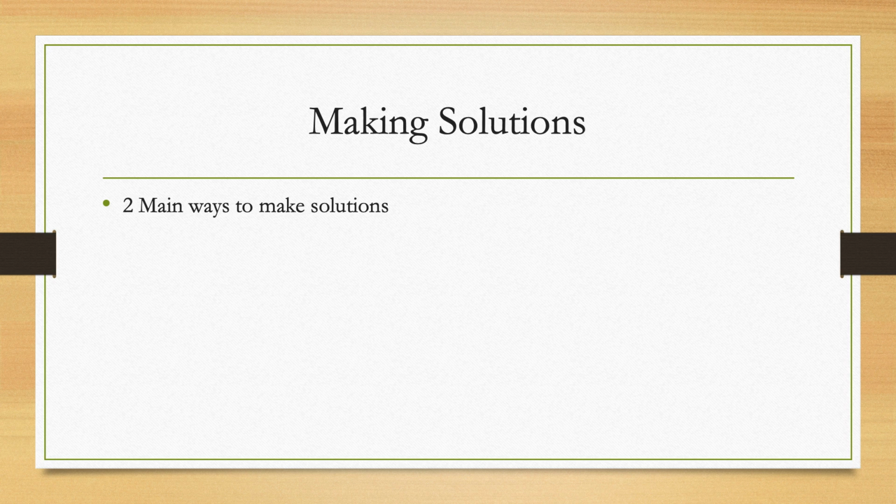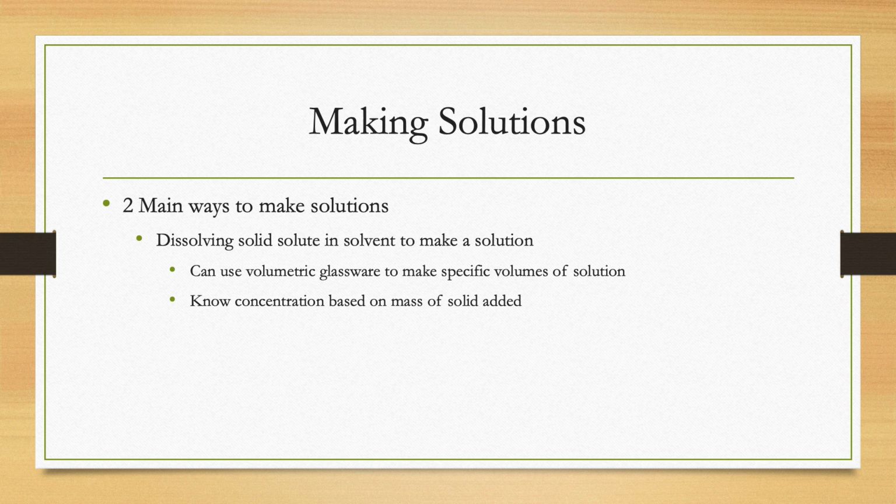Now, making solutions. In terms of how we go about making solutions in a lab setting, there are two main ways we're usually going to do this. The first and probably most common way is if you have a solid, in this case an ionic compound, that you want to make a solution for, you can mass out how much of that solid you want to dissolve, and measure the total volume at the end for your solution to be able to find concentration.